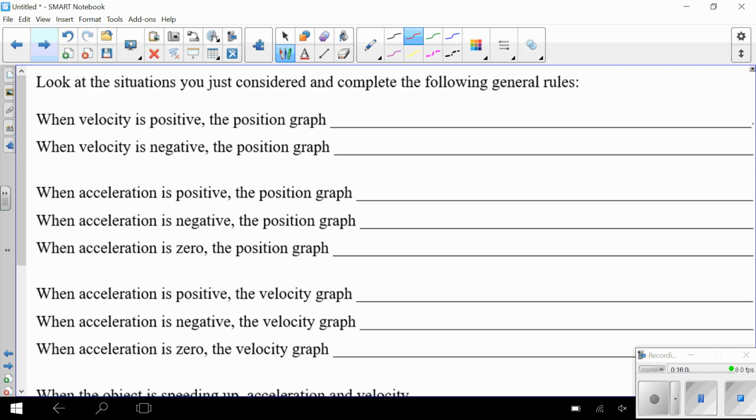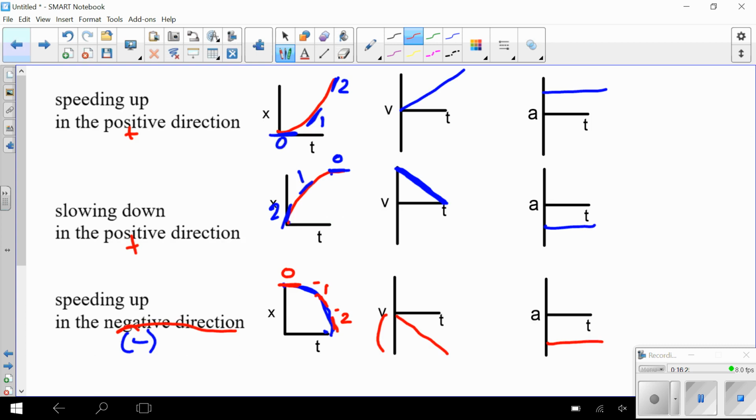Okay, look at those graphs we just made and see if you can come up with some rules about when velocity is positive or acceleration is positive. If you can notice a few patterns in these graphs that we just made, this will go a little bit easier for you.